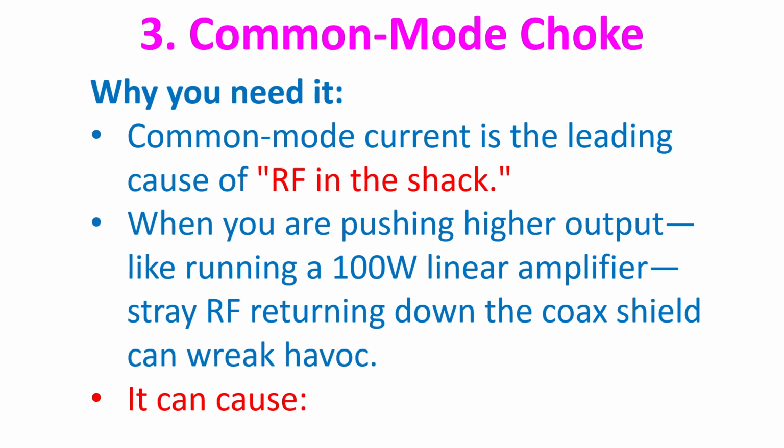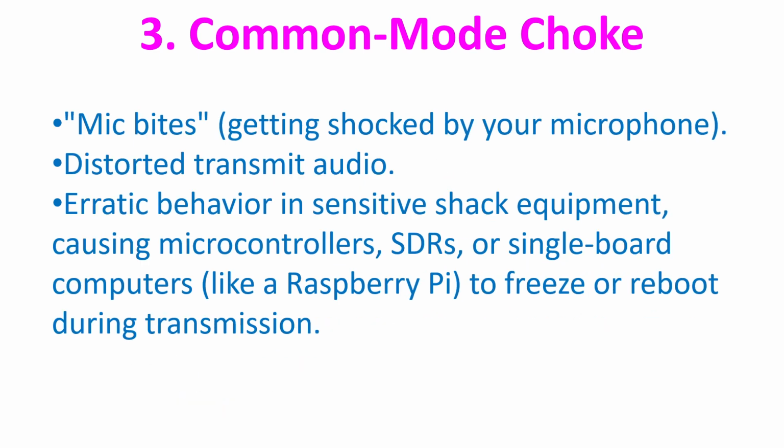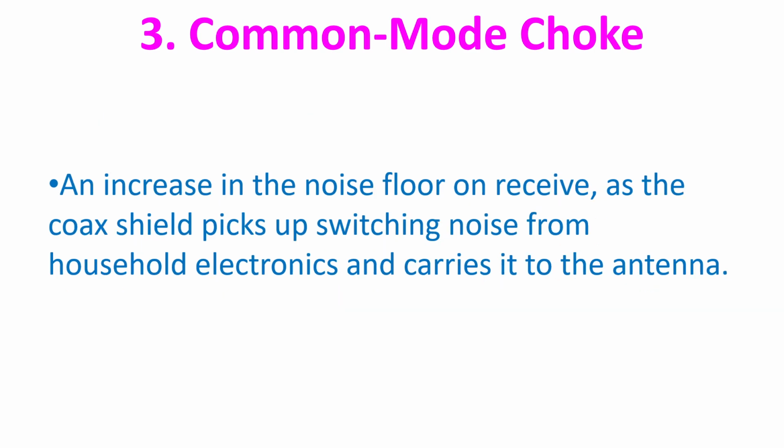When you are pushing higher output, like running a 100-watt linear amplifier, stray RF returning down the coax shield can wreak havoc. It can cause mic bites, getting shocked by your microphone, distorted transmit audio, and erratic behavior in sensitive shack equipment, causing microcontrollers, SDRs, or single board computers like a Raspberry Pi to freeze or reboot during transmission. It can also increase the noise floor on receive as the coax shield picks up switching noise from household electronics and carries it to the antenna.